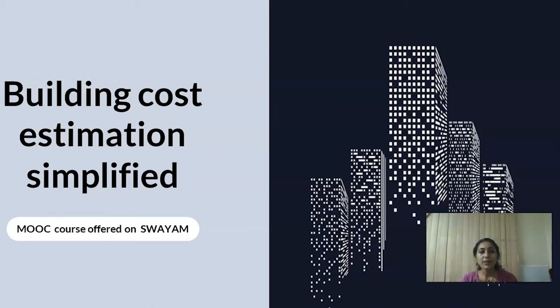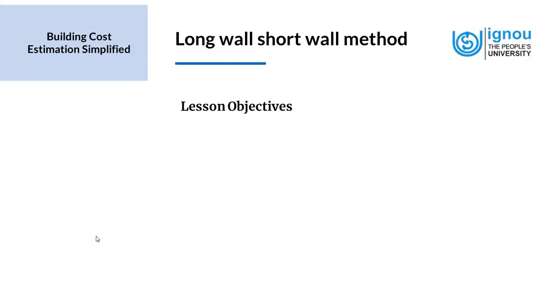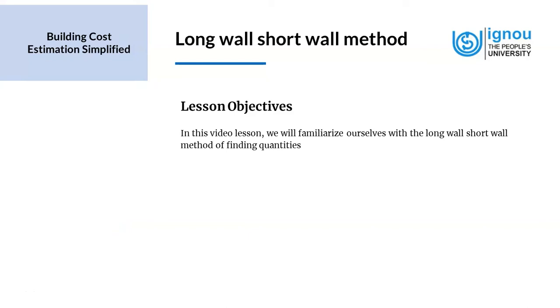However, as you may have noticed in the exercise which was discussed in the previous video, when it comes to corners and junctions of a building, we need to take a more accurate approach to find out the quantities. And for this, there are two methods. The first is called the long wall, short wall method, and the other is called the center line method. First, we'll look at the lesson objective of today's video lesson. In this video lesson, we will familiarize ourselves with the long wall, short wall method of finding quantities.